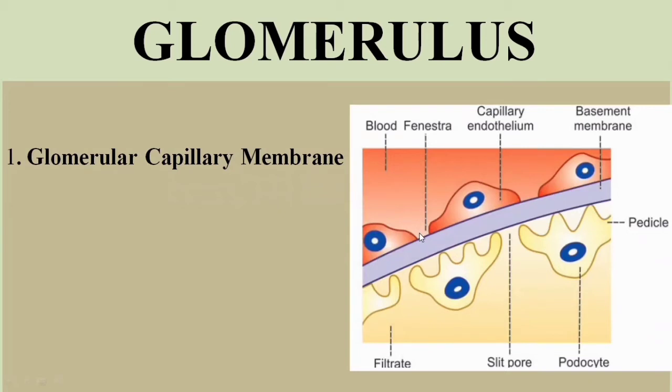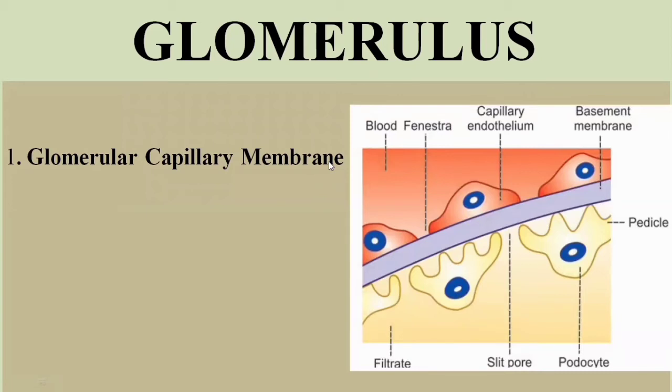These endothelial cells have spaces between them. They have pores inside them, and these spaces and pores are known as fenestra, also known as the filtration pore. The blood comes from the afferent arteriole and is divided into capillaries, and from these capillaries the useful substances or other substances that are small in size diffuse out through these pores to the remaining part of the nephron. So this fenestra is also known as the filtration pore.